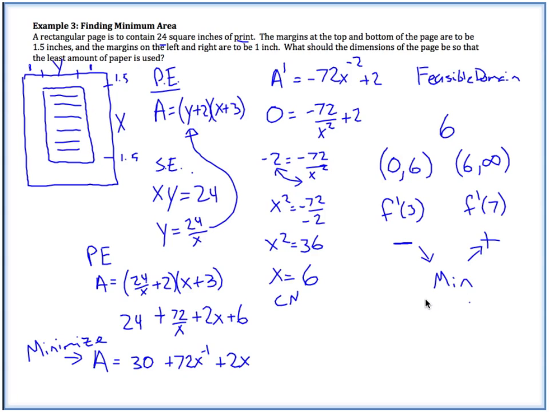And the minimum would happen here at 6 comma. Well, we're just going to plug this into our x value, so y equals 24 over 6, which equals 4. So we know that this is going to be a minimum when y equals 4 and x equals 6. So if we look at this, the entire dimensions of the page are going to be 4 plus 2, which is 6, by 6 plus 3, which is 9. So here are your dimensions.